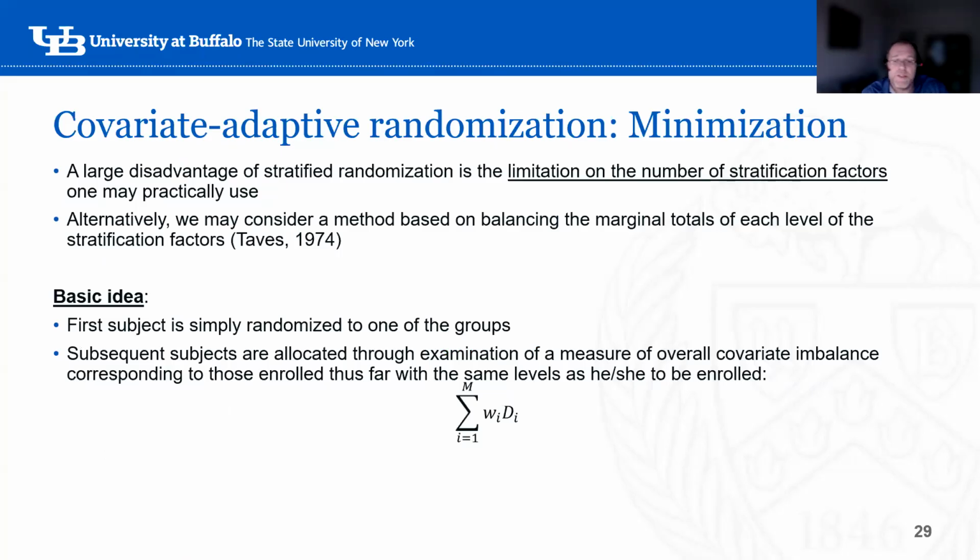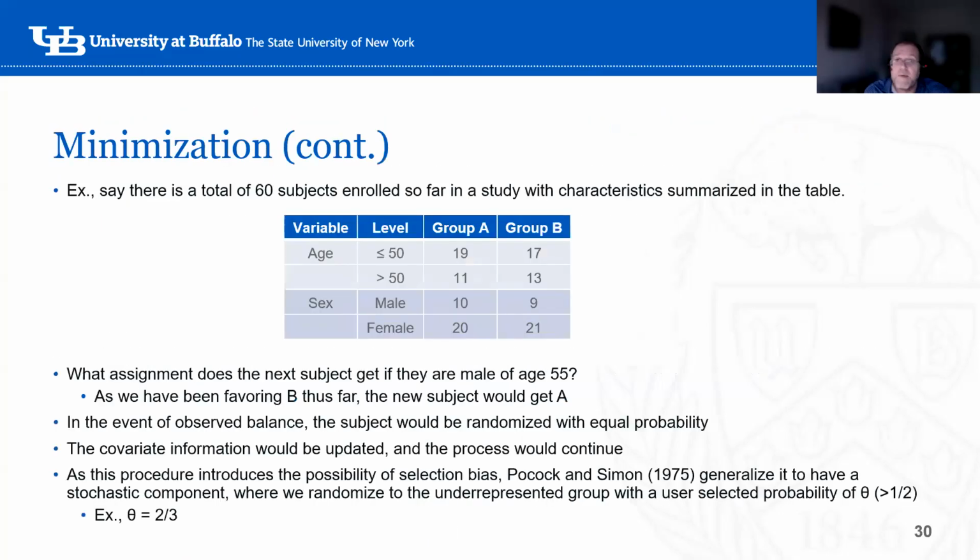Why might I use minimization? Well, if I have a larger number of stratification factors. The basic idea is, after I randomize my individuals and the next person walks through the door, I'm going to create a score, which has this form down below here, which measures imbalance between my groups. I want to keep this mathematically simple, so let's go to an example and I'll show you how it works. It actually works pretty simply.